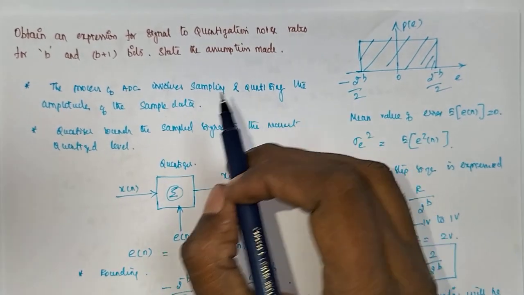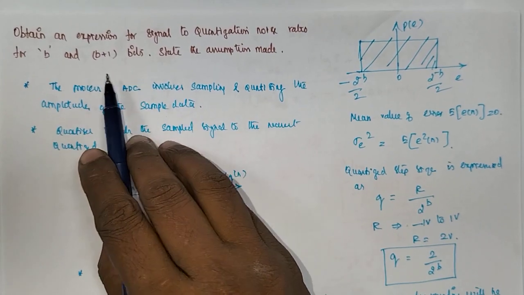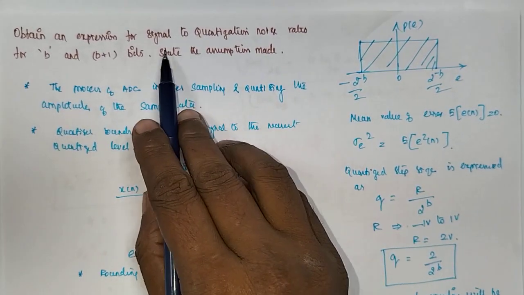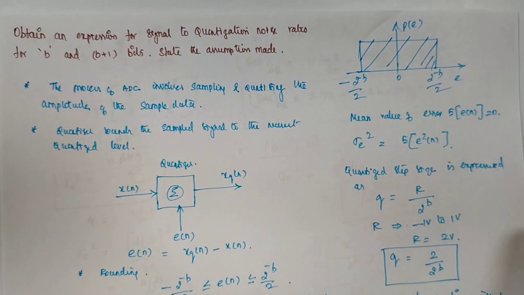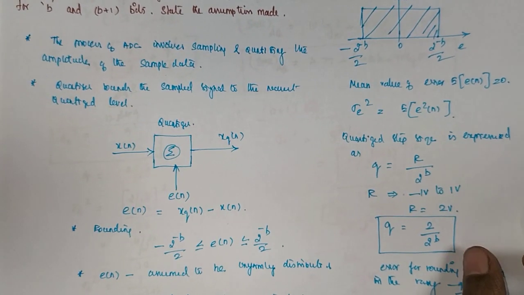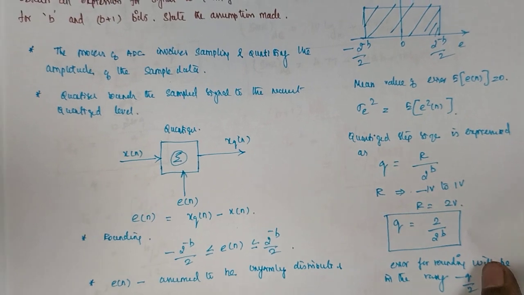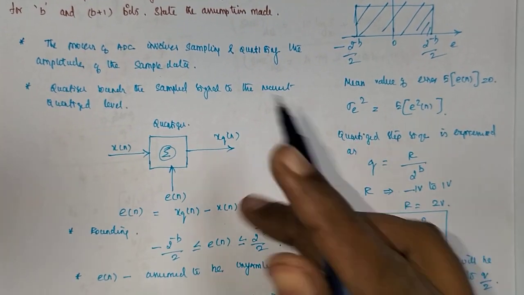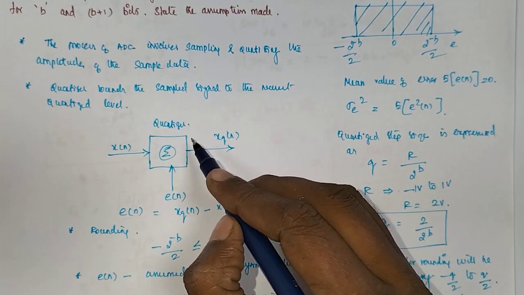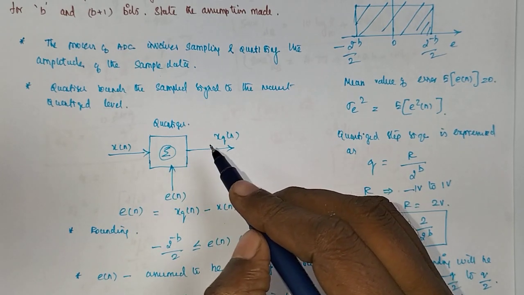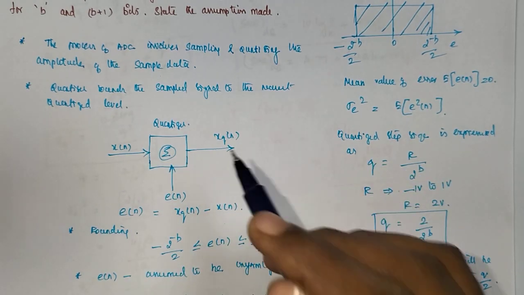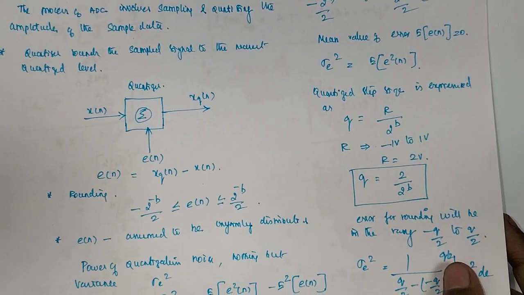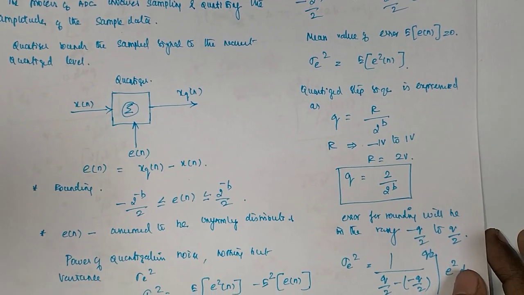I summarize the answer for this question asked: derive an expression for the signal to quantization noise ratio for b and b plus 1 bit. Here, for analog to digital conversion, two processes are involved: one is sampling and the other is quantizing. While doing the quantization process, either truncating or rounding, there may be some error. We are going to analyze what the quantization error is.